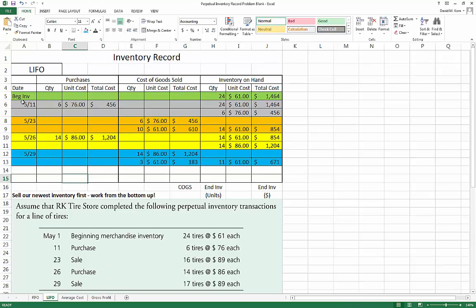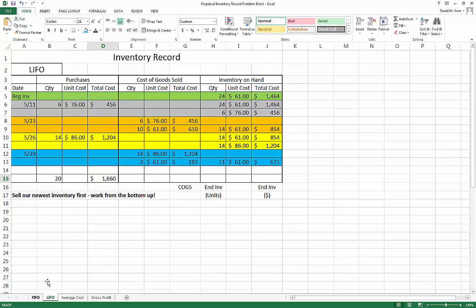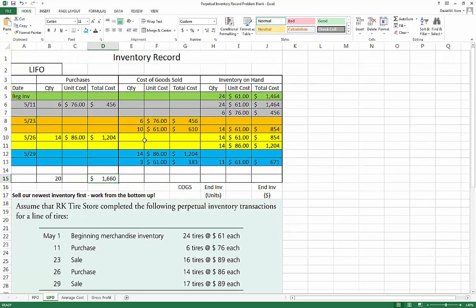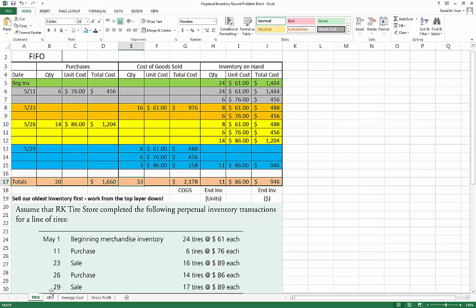Okay, and now we can do our totals. Again, this should be the same. The number of units we buy is going to be the same across the board, and the total cost should be the same. So again, this compares 20 at 1660, does match up with 20 at 1660 there. Then the number of units that we sold should always be the same. We have 33 there, 33 here.